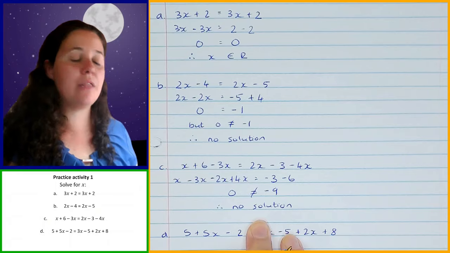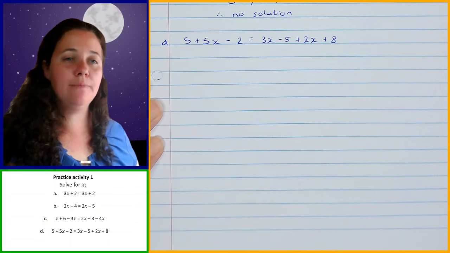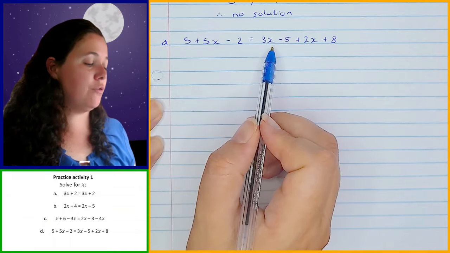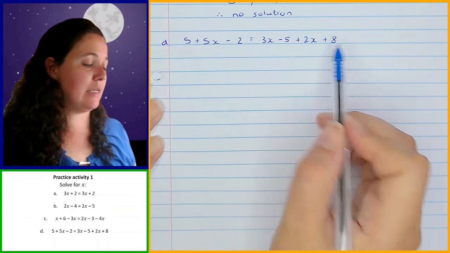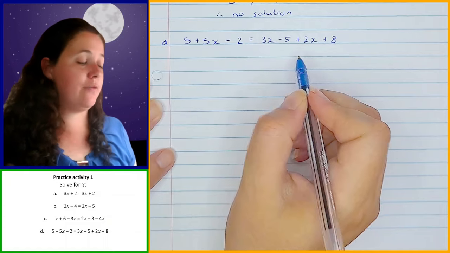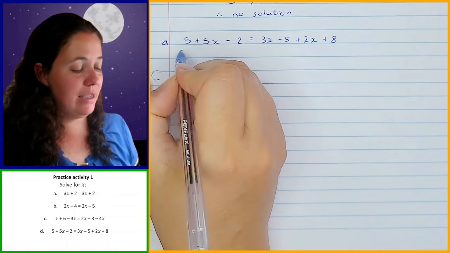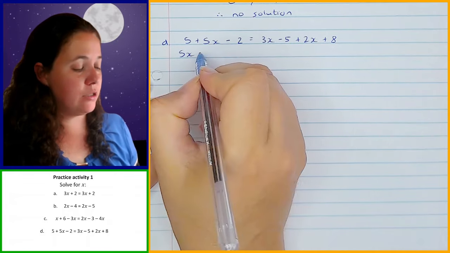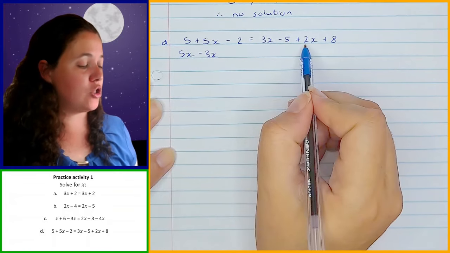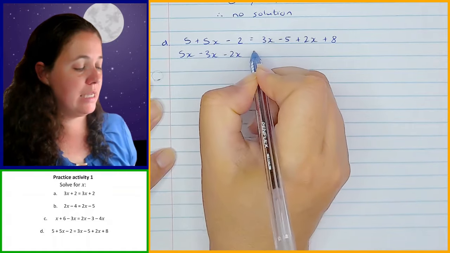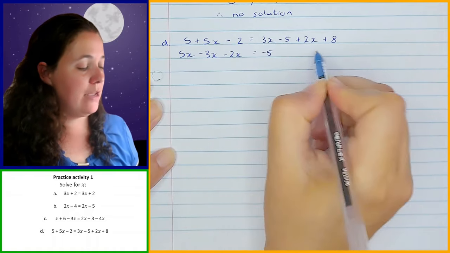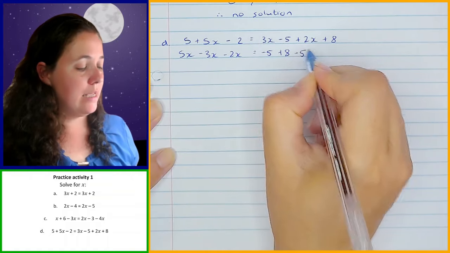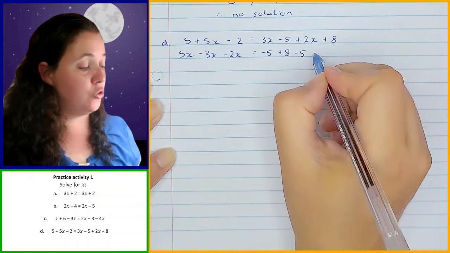Okay, and then the last one, question D, we had 5 plus 5x minus 2 equal to 3x minus 5 plus 2x plus 8. Same thing, I'm going to follow the same process. I'm going to have 5x, then I'm going to go over here. I've got 3x, I'm going to subtract 3x on both sides. Over here I've got 2x, I'm going to subtract 2x on both sides, equals. Then I've got minus 5 plus 8, and then I'm going to subtract 5 on both sides. And we're going to add 2 on both sides.